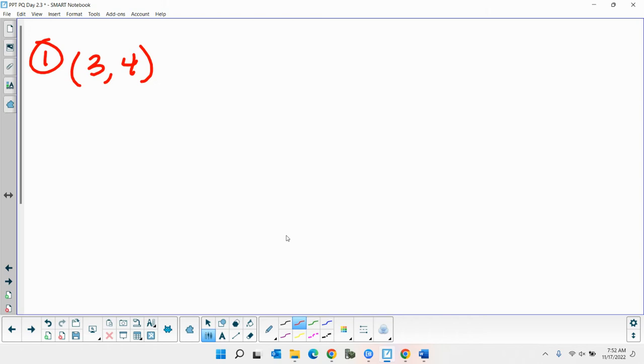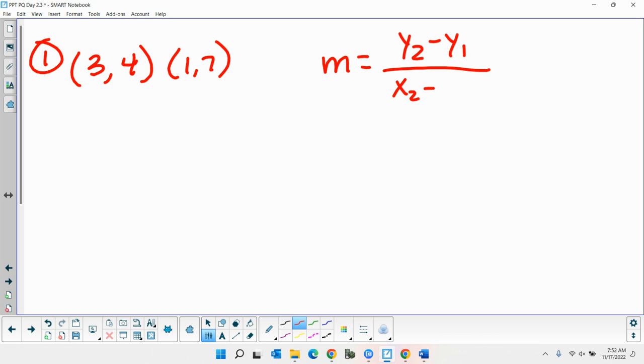All right, so we're going to use our slope formula to find the slope between the 2 points. So remember, it's y2 minus y1 over x2 minus x1. The way I like to remember it is rise over run.